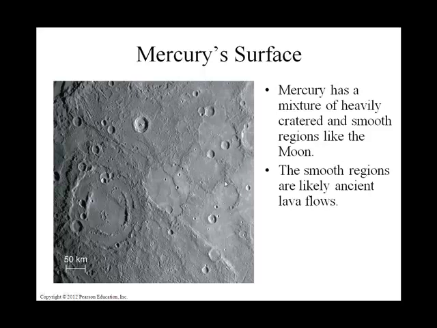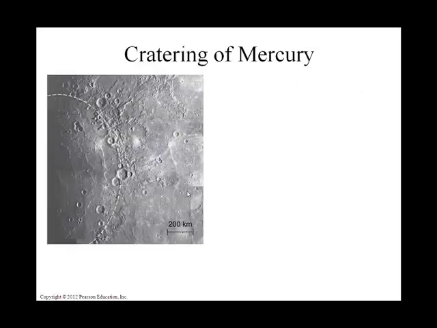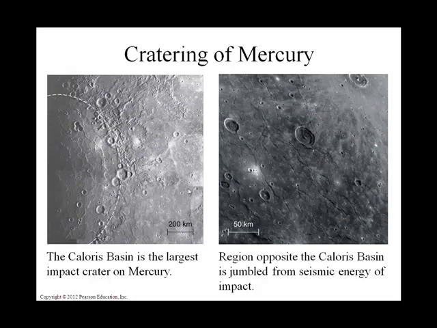So this is Mercury. Again, it looks like the moon. But there's a feature on Mercury called the Caloris Basin, and these photos don't do it justice. What's important about the Caloris Basin is that the impact region on one side of the planet has, on the other side of the planet, a region of jumbled-up rocks.